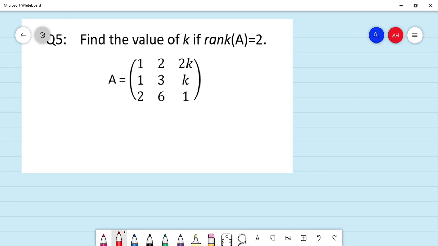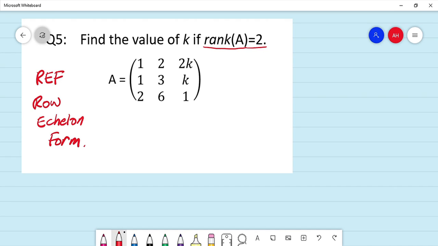Find the value of k if the rank of A is equal to 2. That's the information given to us. The rank of this matrix A is equal to 2. In order for us to solve for the value of k for this problem, we have to use elementary row operations until we have the matrix in the form of a row echelon form.